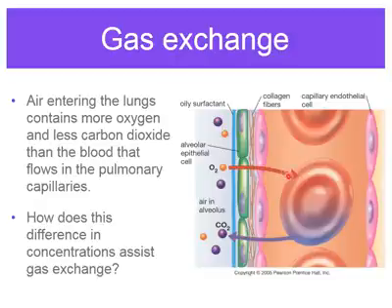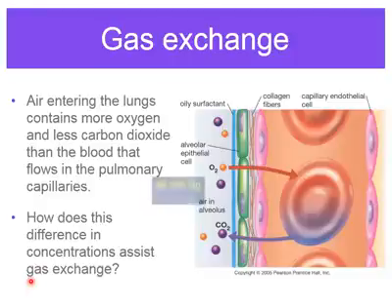That is, when the oxygen reacts with the hemoglobin in the blood cells, this was explained in the video before, it makes it bright in color, bright red in color. It was dark red, and it changes into bright red when it reacts with oxygen. How does this difference in concentrations assist the gas exchange?